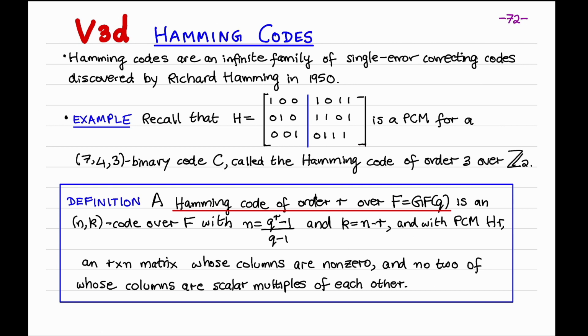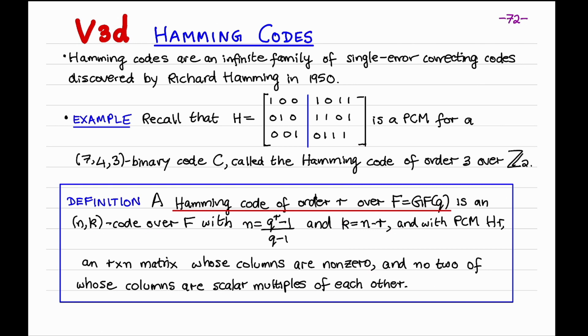I'll next define the general class of Hamming codes. A Hamming code of order r over GF(q) is an [n,k] linear code over GF(q), where the length of the code is n = (q^r - 1)/(q - 1), and the dimension is k = n - r. And a PCM for the Hamming code is a matrix H_r, which has dimensions r by n, and whose columns are non-zero, and no two of which are scalar multiples of each other. Note that the length and dimension of a Hamming code are determined by their order r and the alphabet size q.